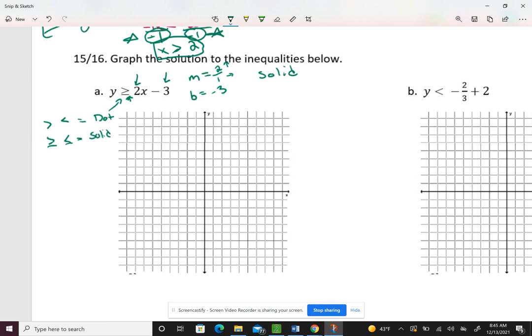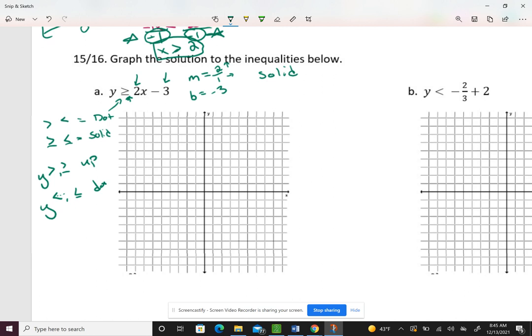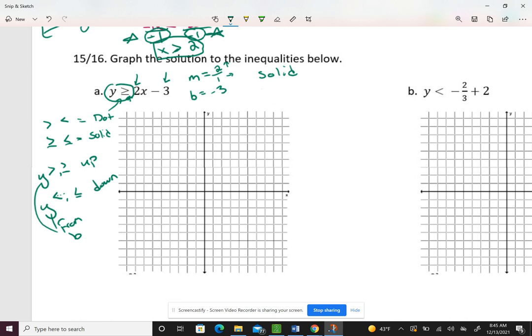Then I have to decide which direction to shade. Remember, this is not left or right anymore. We're talking y's. So if I have y is greater than, then we're going to shade up. It doesn't matter if it's greater than or equal to. If we have y is less than, so pointing to the left, for either of them, then this tells me to shade down from B. These are both from B. So once I have this, I'm taking a look. I want y's that are greater. So greater y's go up.